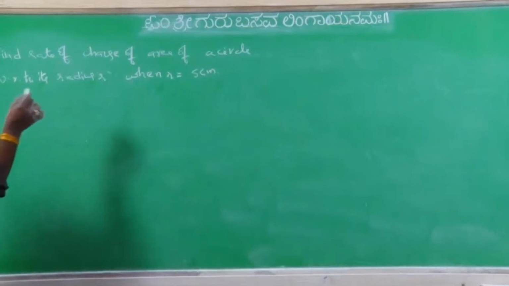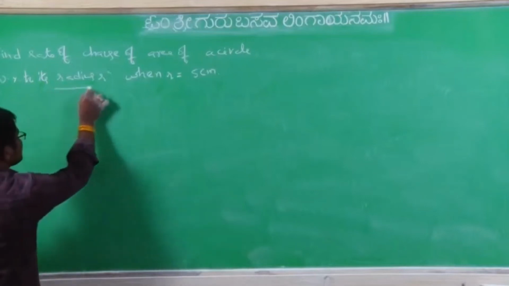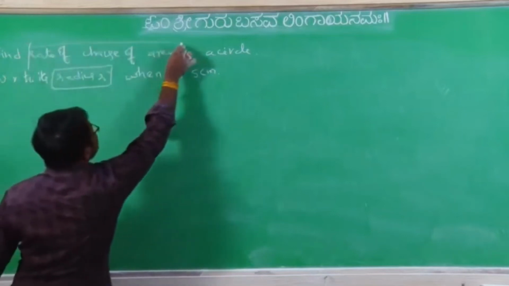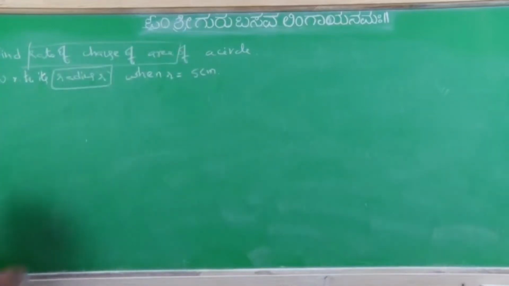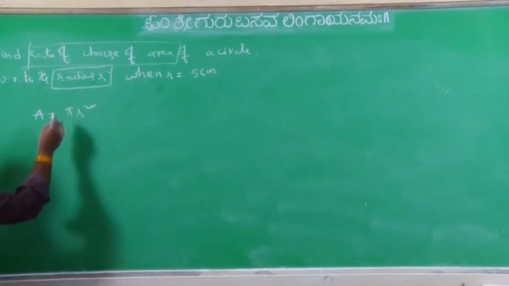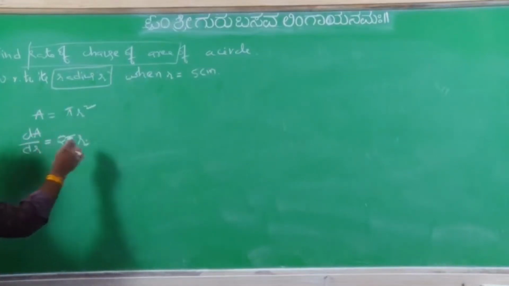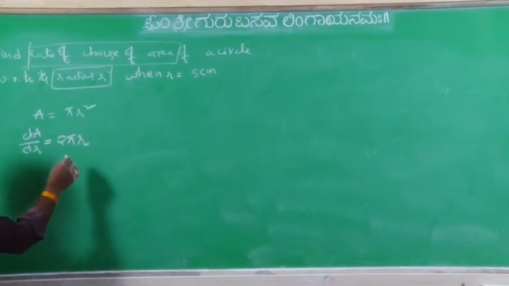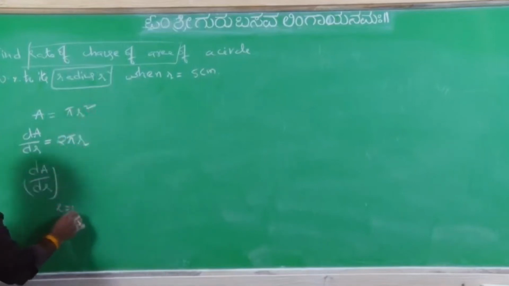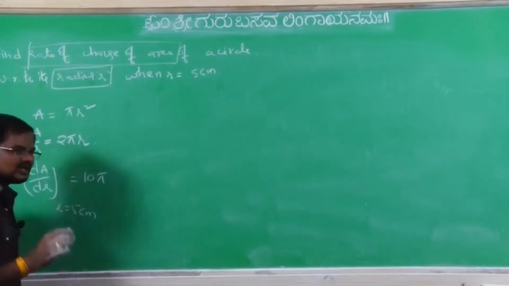Now find the rate of change of area of the circle with respect to radius r when r equal to 5. Clearly they mentioned with respect to radius, so we have to find the rate of change of area of a circle. Area of a circle is pi r square. Rate of change with respect to r is dA by dr equal to 2 pi r, where r equal to 5 centimeters given, that is equal to 10 pi. So tell me what are the units?